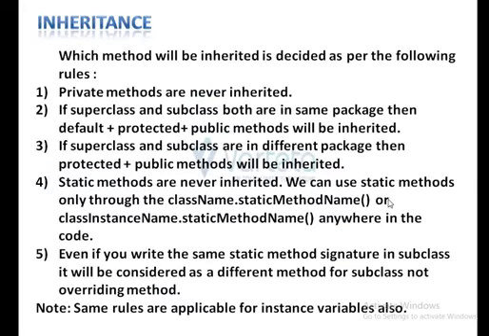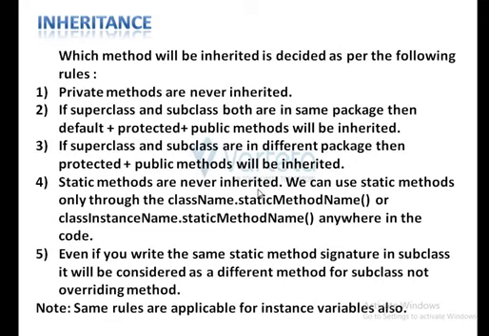So what are the rules for inheritance? First we will take it for the methods. The first rule in inheritance is that private methods are never inherited. That means a method that is declared as private in the superclass never gets inherited. For these two rules we will understand them later in this video. For now we will understand the first, fourth and fifth.